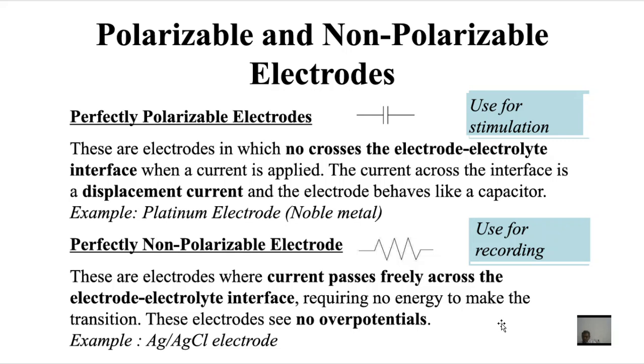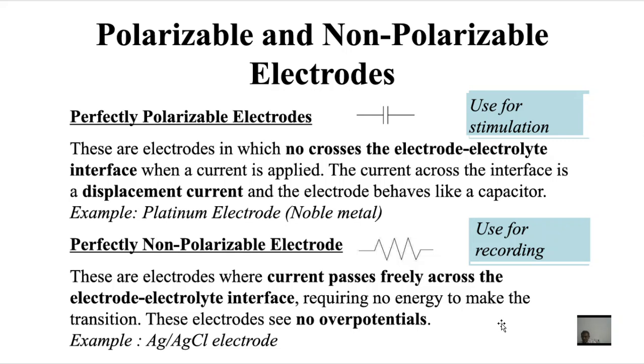Very simply, if ions are moving through the interface, then it is a non-polarizable electrode. If there are no ions moving through the interface, it is a polarized electrode. If zero ions are moving through the interface, that is called a perfectly polarized electrode. So a perfectly non-polarized electrode is one where ions are freely moving through the interface, and this perfectly non-polarized electrode is used for recording purposes.